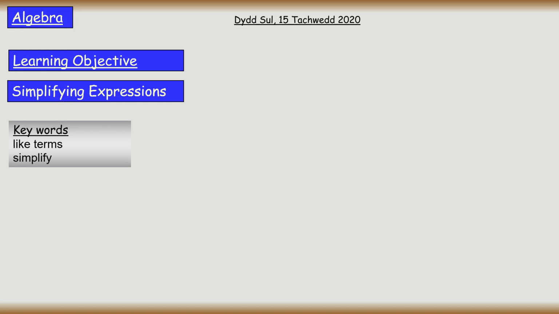Right, we're going to carry on with a bit more algebra today. So what I want you to do is make some notes. Let's get the heading down, lesson objective, keywords, and the dates in Welsh. So I want you to hit pause, make your notes, copy these down. When you're ready to move on to the starter, hit play again.